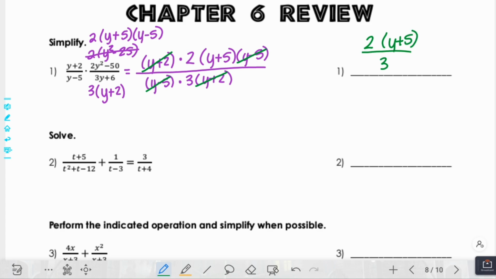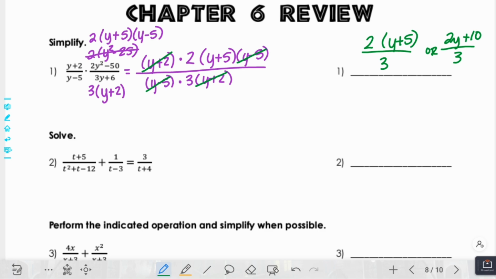Now you could go ahead and multiply that 2 throughout if you wanted, which would give you 2y plus 10 all over 3. But I recommend for these, you go ahead and keep it in your most basic factors after you've done all the work.